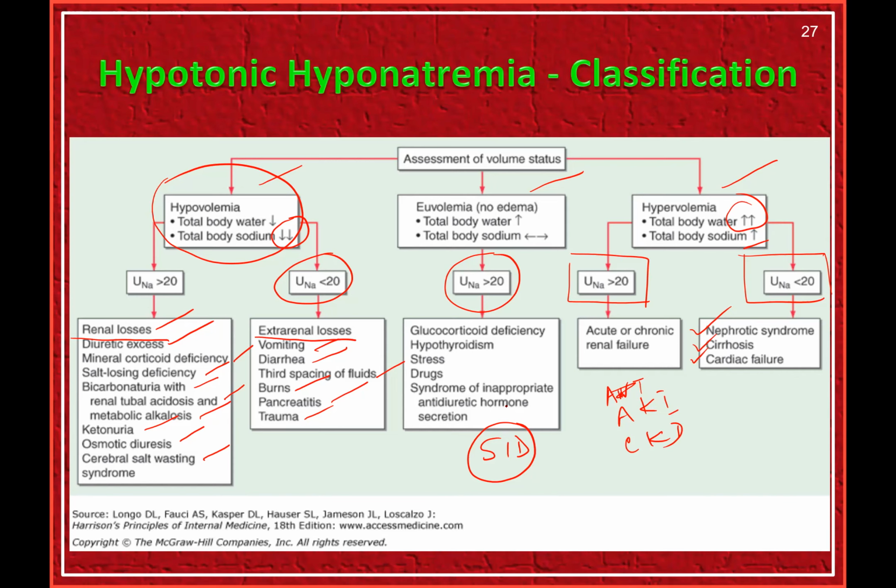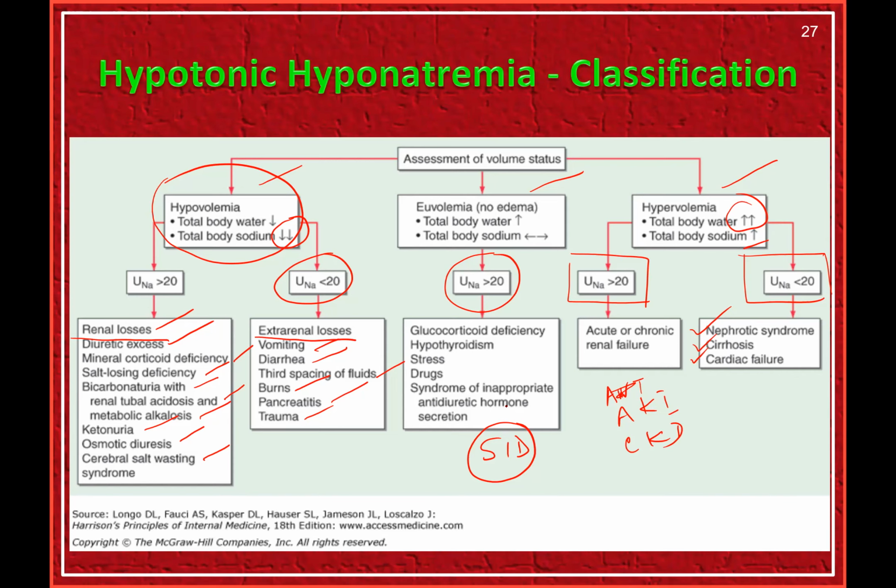So go to the left hand side. Hypovolemic hypotonic hyponatremia. Here total body water is decreased, but sodium is further lost. Relative to the water, sodium loss is more. Is it renal or extrarenal? How do I know? If I look at the urine sodium, if it is renal, the urine sodium excretion will be higher, as in the case of diuretic use or mineralocorticoid deficiency.